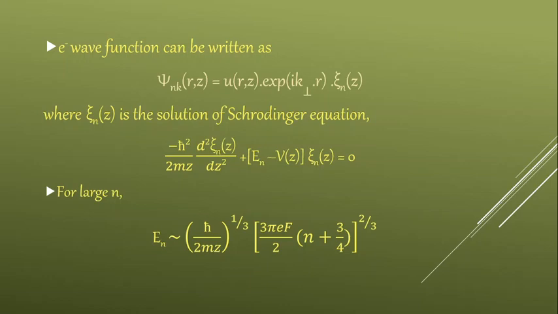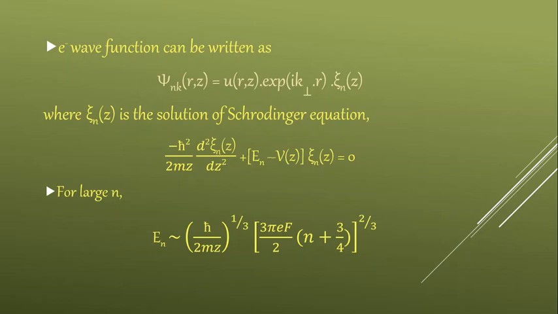So here mz is the effective mass of the electron perpendicular to the interface, and En is approximately equal to (h cross square by 2mz) to the power one-third, into (3 pi eF by 2 into (n plus 3 by 4)) whole raised to 2 by 3. So here n takes whole number values, that is n will be equal to 0, 1, 2, 3 and so on.